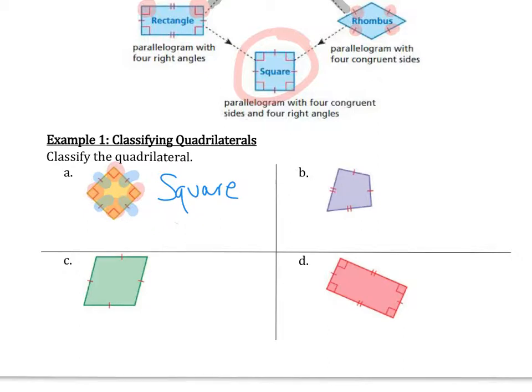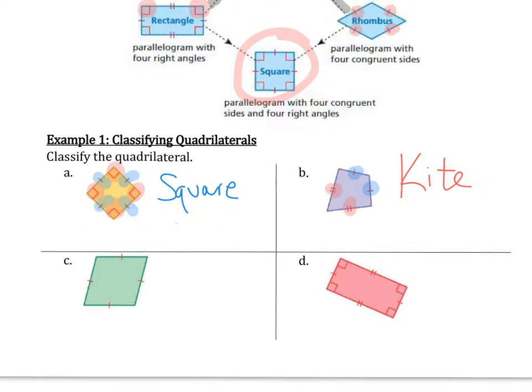Next, if we look at part B, I see I have congruent sides, but notice that they're next to each other. They're not across from each other, and there's two different pairs of them. So the only thing that fits under that description would be my kite. So if you're getting the hang of it, you can go ahead and fill in the other two. I'm going to keep talking, but you can always pause or just ignore me.